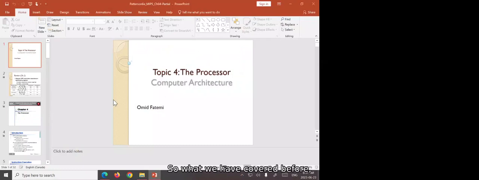So, what we have covered before, we talked about CPU performance. Remember? In the first chapter, we talked about the CPU and what would be the main factors of the performance of a CPU. And we came up with CPU time, the time it takes the CPU to execute a program. That's the best performance factor that we could see. And when we tried to analyze the CPU time, we came up with three main factors.